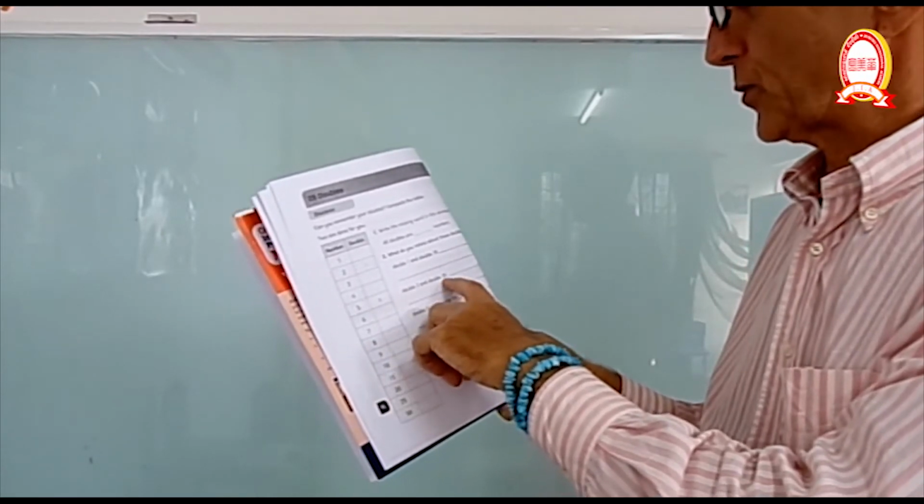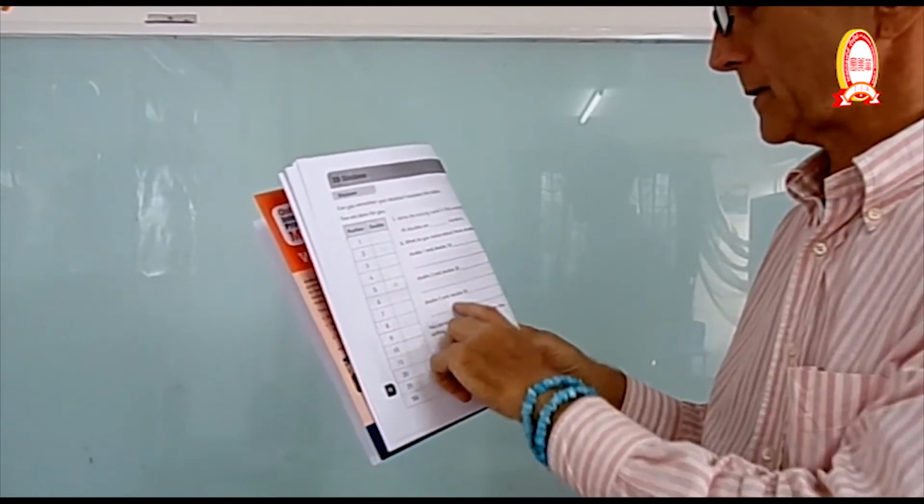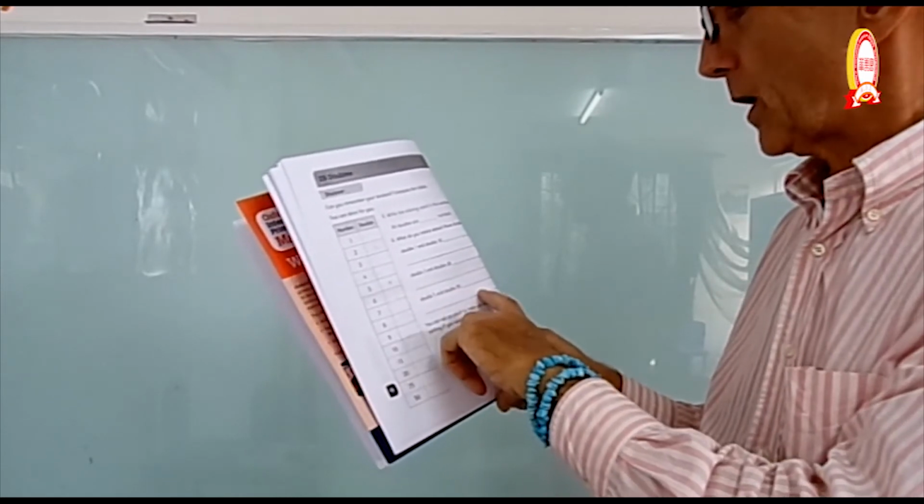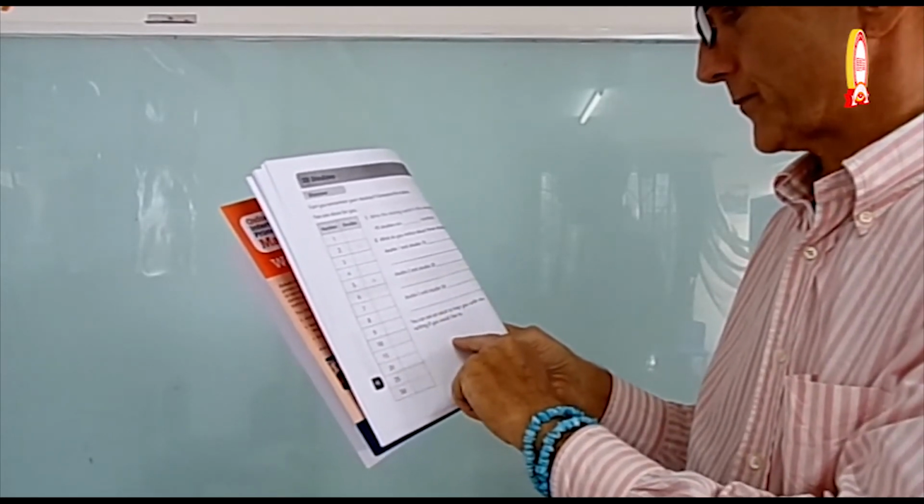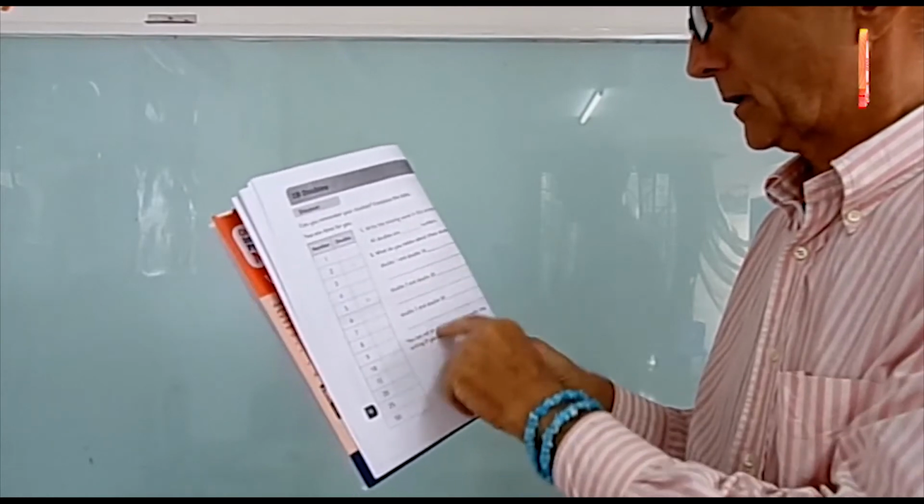Double 2 and double 20. What happens when you do that? Double 5 and double 50. What happens when you do that? Write your answers, please.